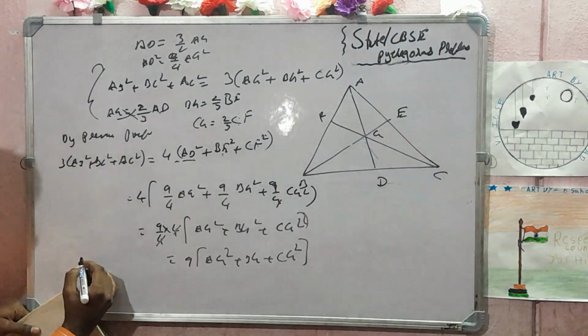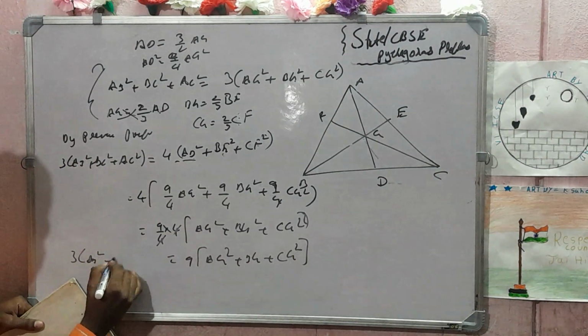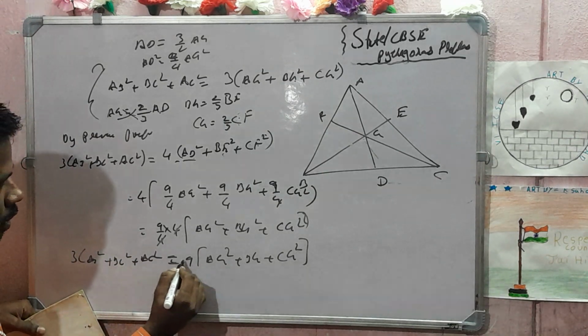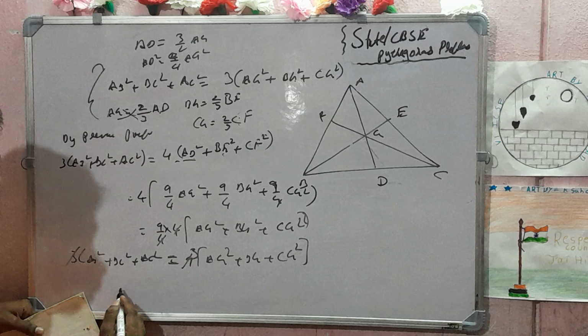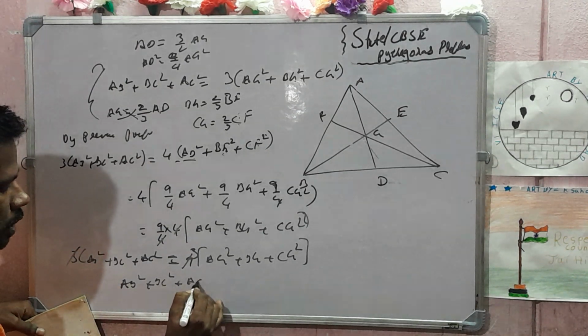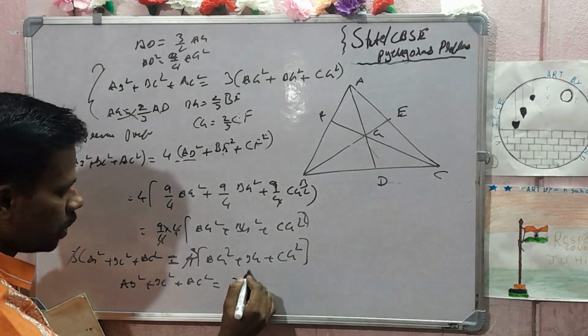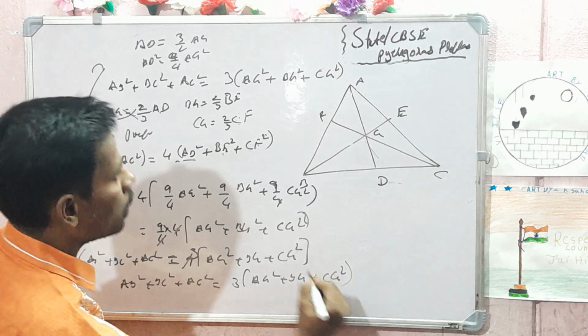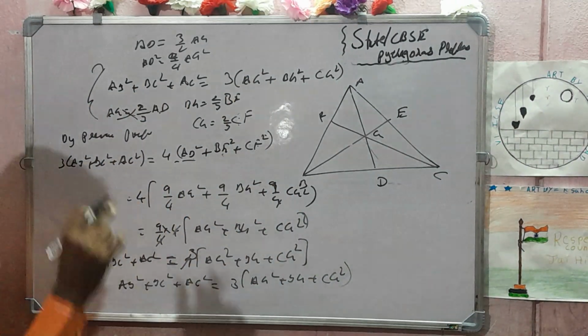Here already we got 3 times AB square. This is LHS: AB square plus BC square plus AC square. 3 ones are 3. So AB square plus BC square plus AC square is equal to 3 times AG square plus BG square plus CG square. Therefore, hence the problem.